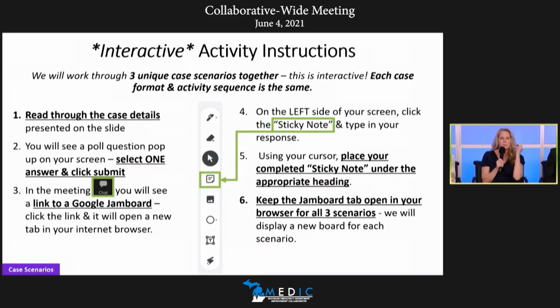We will do this same scenario for all 3. And if you look up at the top of the polls, or when they come through, you'll be able to click at the top 2 to move to the next one or to the Jamboard. Okay, so we're super excited.